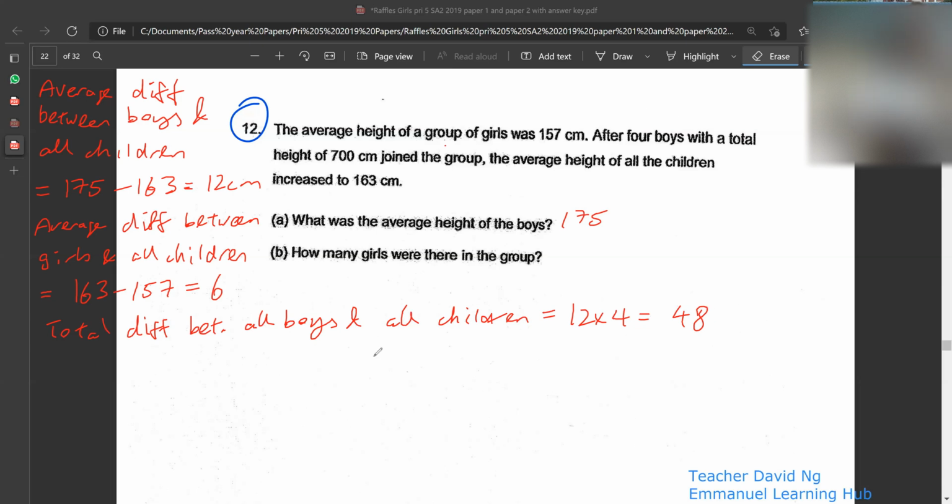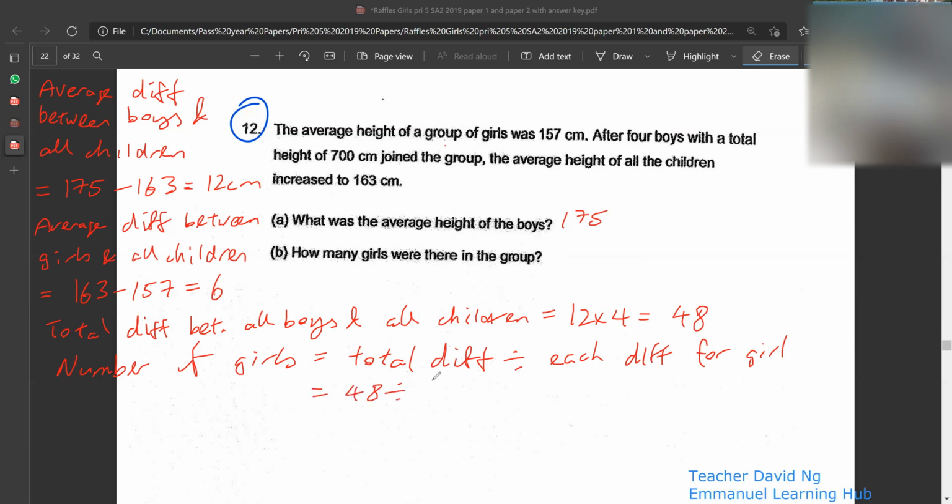Okay, this total difference is due to the presence of all girls. Therefore, the number of girls would be equal to the total difference divided by each difference for a girl. That's equal to 48 divided by 6, equal to 8. Okay, understand? Is it too abstract? No. Can understand, no? Yes.